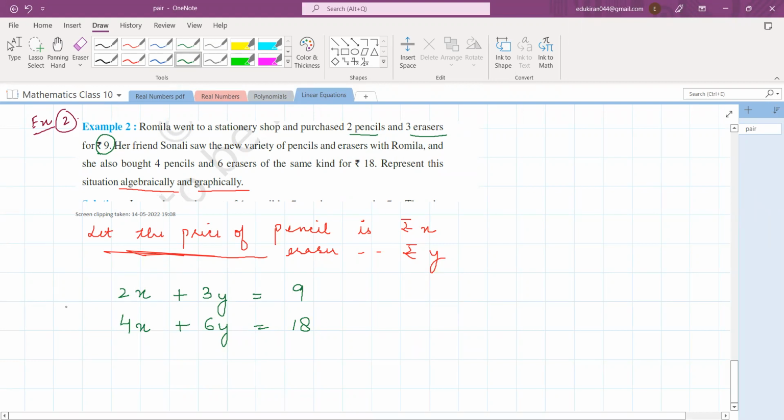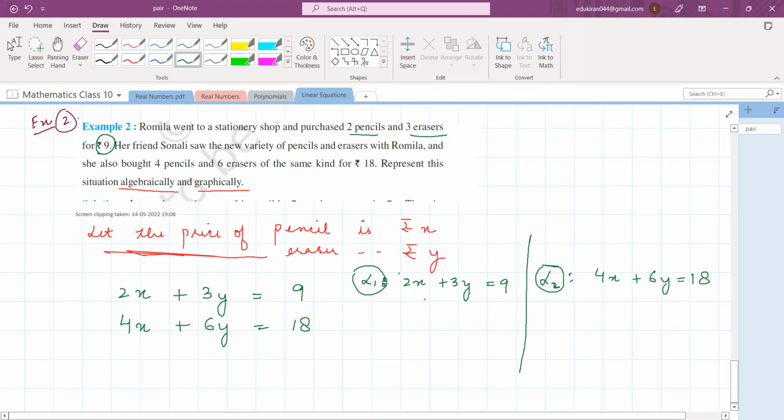So if I assume, same thing, I'm just doing it here only, you just scroll it. Line 1 is 2x plus 3y is equal to 9, and my line 2 is 4x plus 6y is equal to 18. I'm calling it a line because I already know this is going to be a line, isn't it? That is why it is a linear equation.